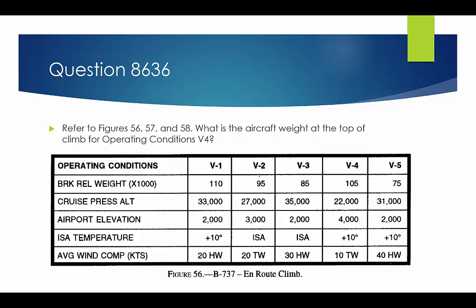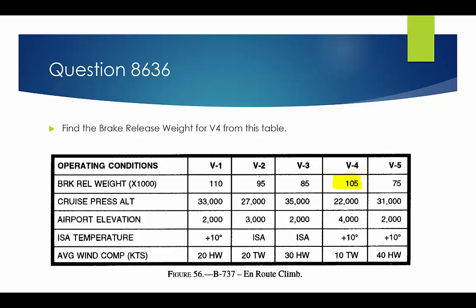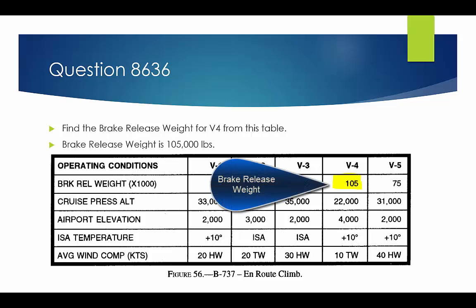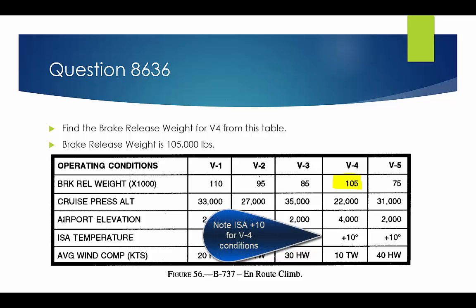Question 8636. This time, we want to find out the aircraft weight at the top of climb for our operating condition V4. First of all, we need to find our brake release weight for this table. And we see here that our brake release weight for conditions V4, it says 105. And that's in times 1,000 pounds. So 105,000 pounds is our brake release weight. Now we can go into the climb charts and determine which one to use. For conditions V4, we need to use the one for ISA plus 10. So a standard atmosphere plus 10.